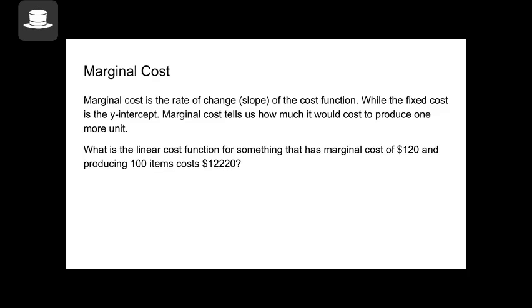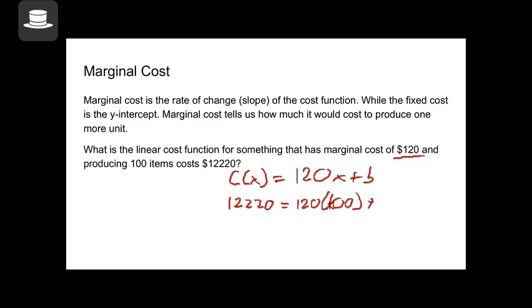So what's the linear cost function for something that has a marginal cost of 120? I'm developing this cost function, C of x. My marginal cost, or my slope, is 120, so 120x plus b. Producing 100 items cost me $12,220, so my y is $12,220, my x is 100, and plus b, and I don't know what b is. So I multiply out and solve for b, and I find that b is equal to 220.